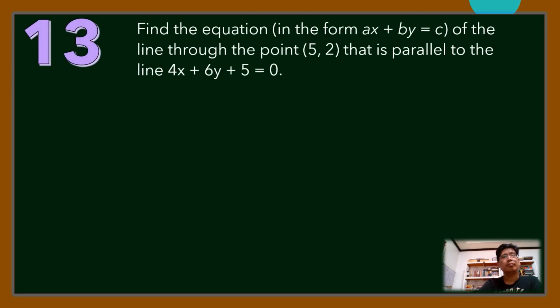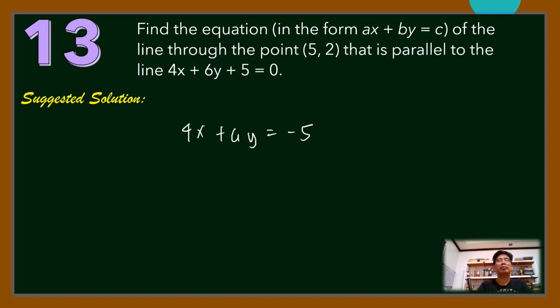Number 13. Find the equation in the form ax plus by equals c of the line through the point 5, 2 that is parallel to the line 4x plus 6y plus 5 equals 0. Since the two lines are parallel, let us just rewrite the given line in its standard form. That will be 4x plus 6y equals negative 5.